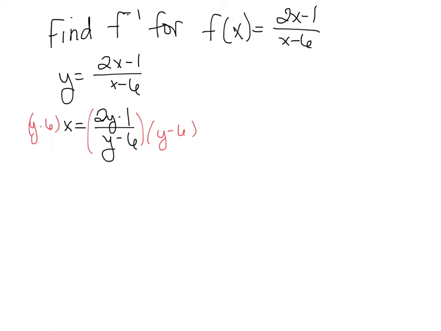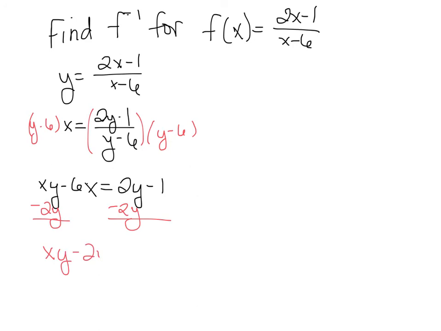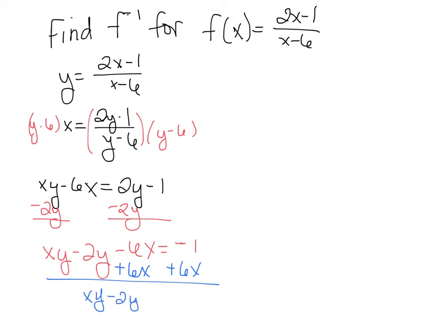And as we distribute, you'd have xy minus 6x is equal to 2y minus 1. So here we want to move all of our y terms to one side. So I'm going to subtract 2y from each side. So I've got xy minus 2y minus 6x is equal to negative 1. I'm going to move this 6x to the other side. So we have xy minus 2y is equal to 6x minus 1.